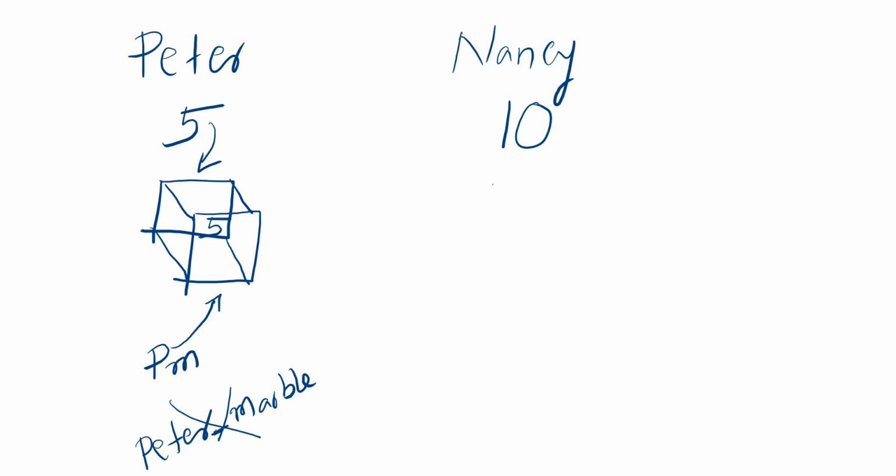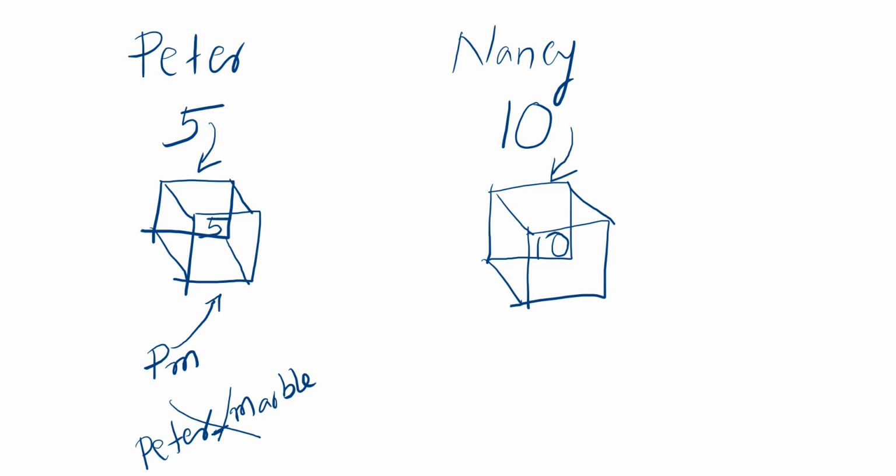Same thing, another box. I'm giving another box to Nancy to put her marbles in. So I'm going to put these 10 marbles here. What will we call this box? Yes, NM. N for Nancy, M for marbles. So Peter has 5 in that box, Nancy has 10, right?